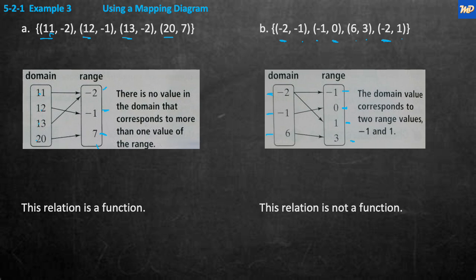Here's the 3. So now when we draw the lines, what do you get? You get -2. -2 goes to -1, and it also goes to 1. Okay? -1 only goes to 0, and 6 only goes to 3. But since you have a domain item going to 2 or more range values, you have a relation. It is not a function. Okay? So just keep that in mind.